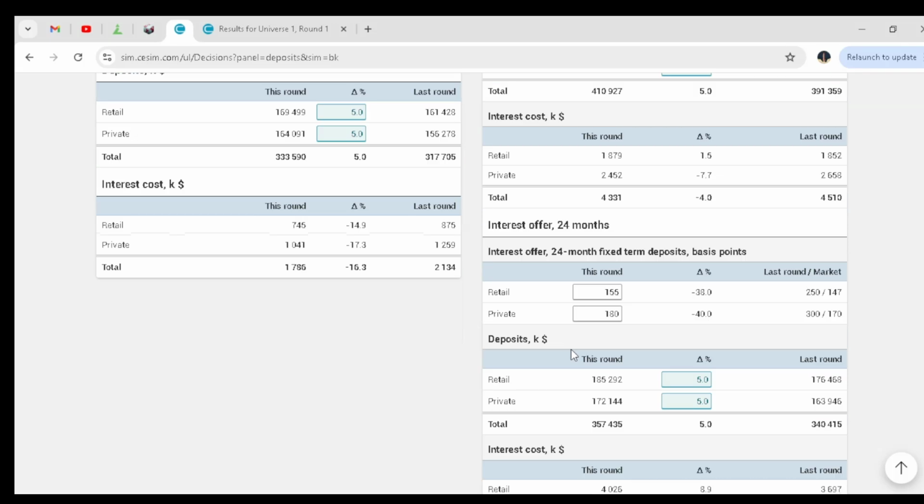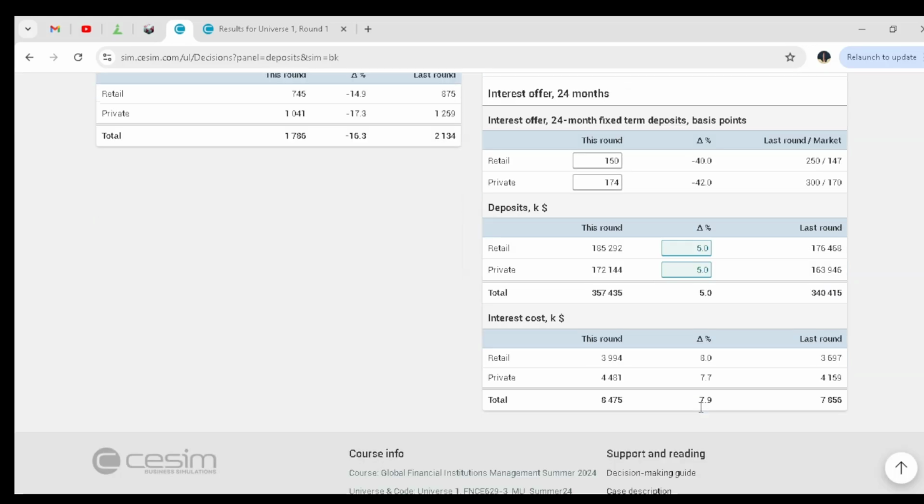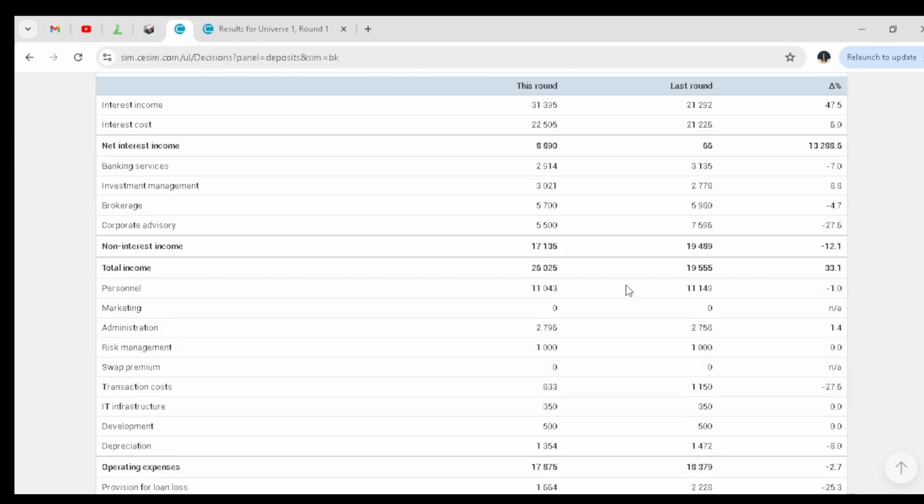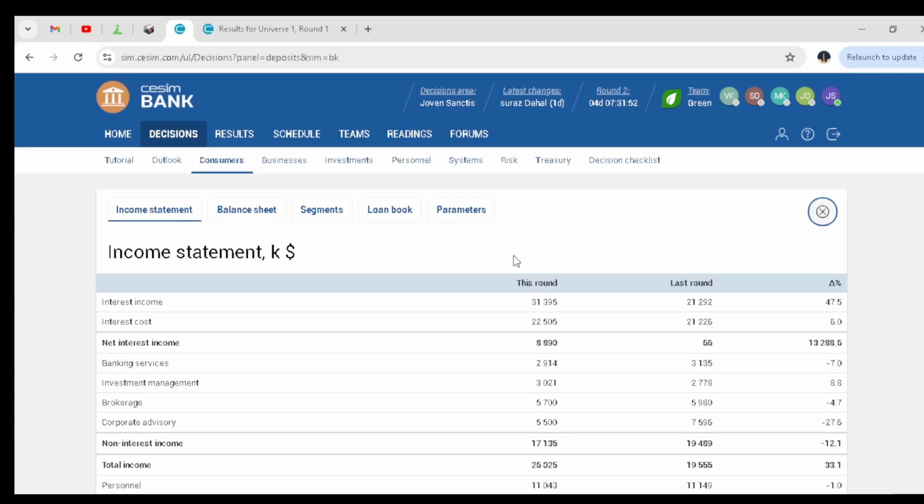Under the interest offer for the 24 months, we are going to give the first one 150, and the second one 174. We shall maintain 5 and 5 for the changes, which are now the estimations. After that, we can go to the top and check the predictions before we continue. You can see that this round the interest income is 31,395, and last round it was 21,292. So we are making some moves.